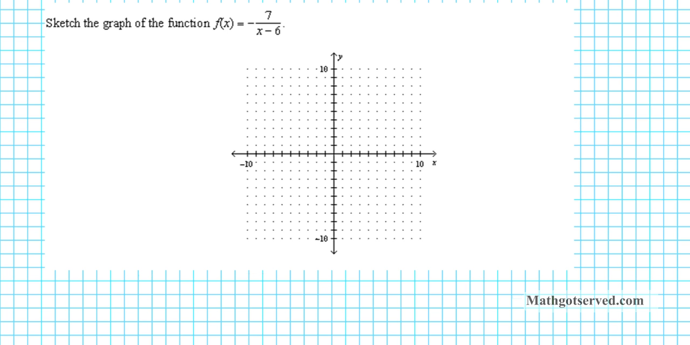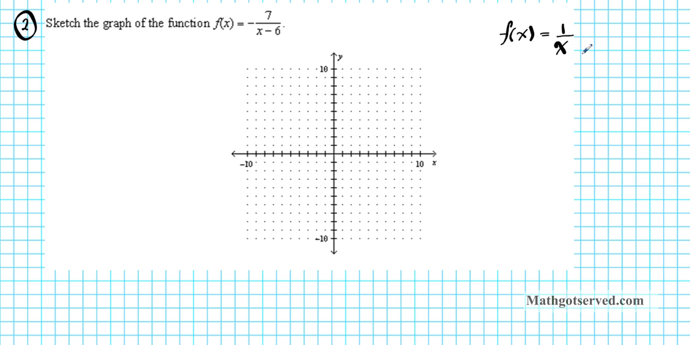All right, let's take a look at question number 2. We have a transformed rational function here, f of x equals -7 over x minus 6, and we're asked to sketch the graph of the resulting transformed function. Now we'll take a look at the standard parent function for rational functions. F of x is equal to 1 over x.